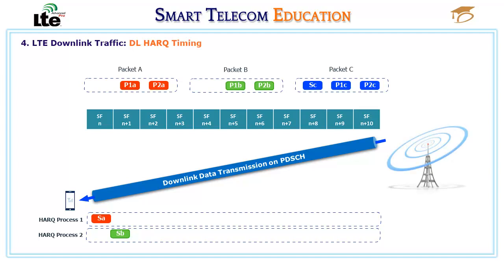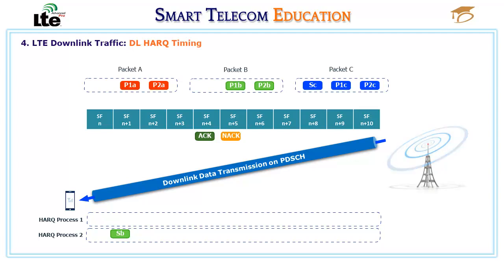The UE successfully decodes SA and sends an ACK to the eNodeB in subframe N+4. The buffer for HARQ process 1 is emptied and is ready to receive a new packet. The checksum for SB does not match, so the UE sends a NACK to the eNodeB in subframe N+5. SB remains in the buffer to be combined with any other bits sent by the eNodeB.